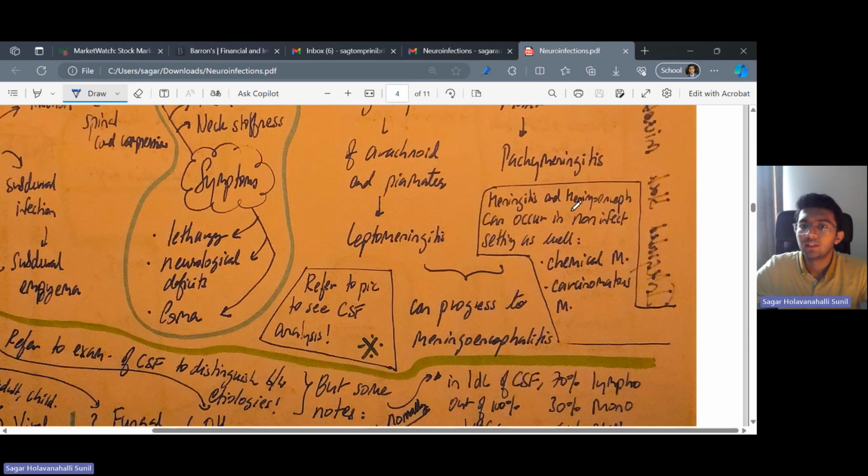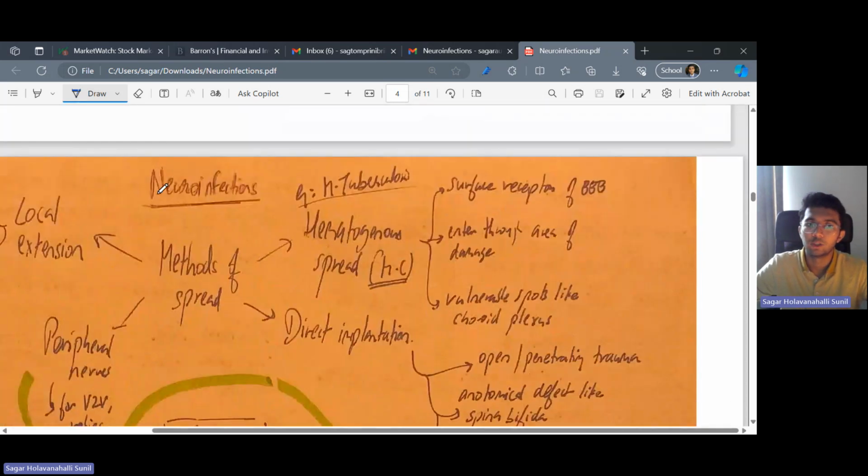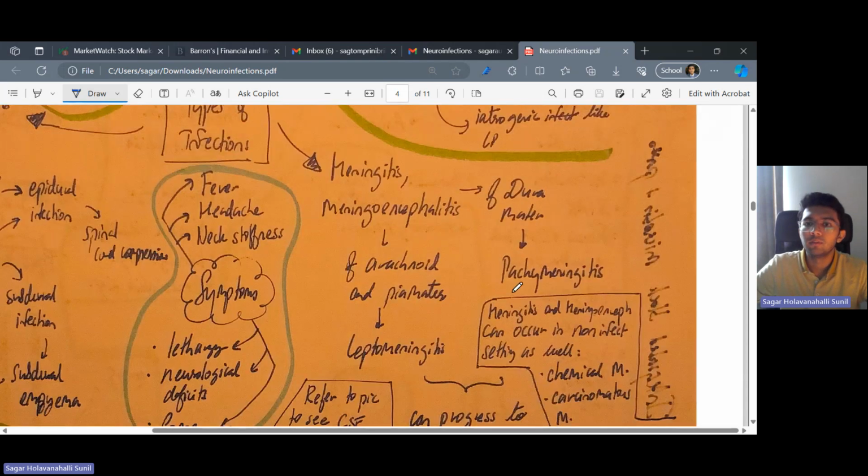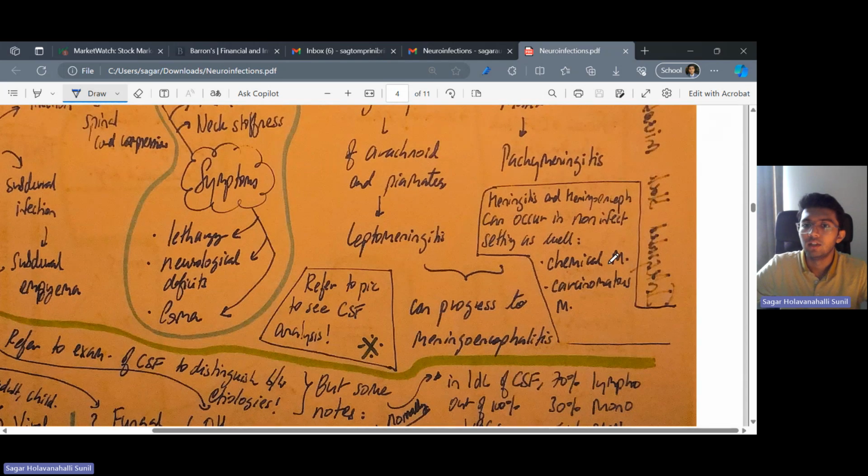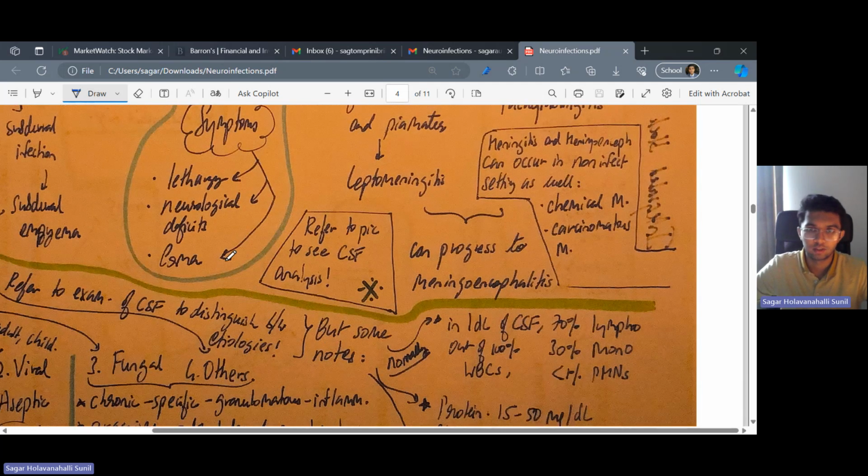Meningitis and meningoencephalitis can occur not only in an infectious setting, which I had mentioned for the most part over here, because we say it's neuroinfections as a topic, but it can also be because of some non-infectious settings as well, such as chemical meningitis and carcinomatous meningitis. You don't have to touch too much into this, but I'm sure your notes will have more into it. But I have to move on because it's a very big topic.